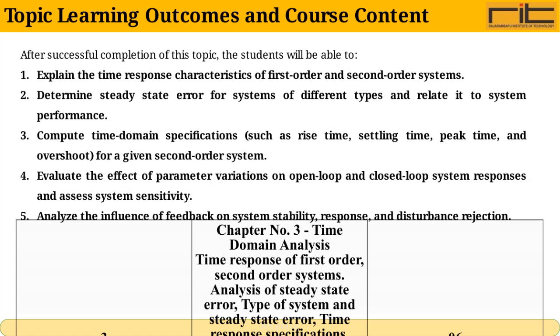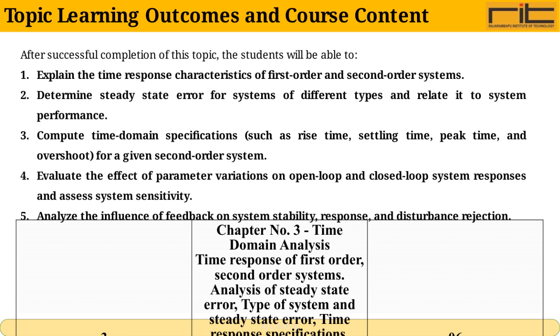After completing this topic, you will have a solid understanding of time domain analysis for control systems. We'll start by exploring the time response characteristics of first-order and second-order systems, which are fundamental to predicting how systems behave over time. Then, you'll learn how to determine steady-state error for different types of systems, helping you assess their accuracy and performance. We'll also cover key time domain specifications like rise time, settling time, peak time, and overshoot, so you can quantify the dynamic response of second-order systems.